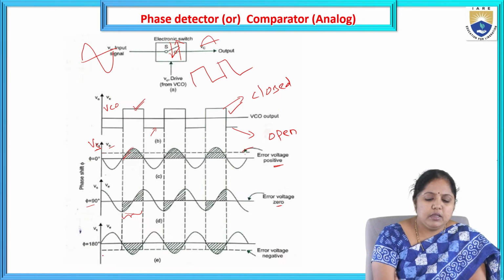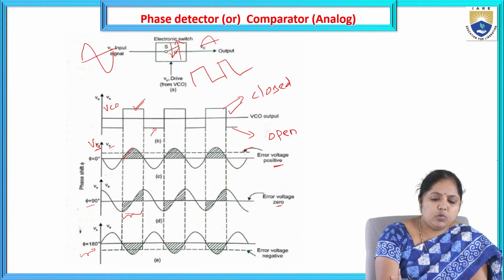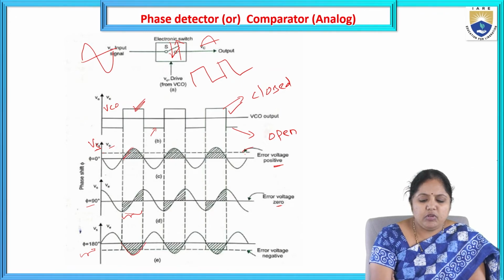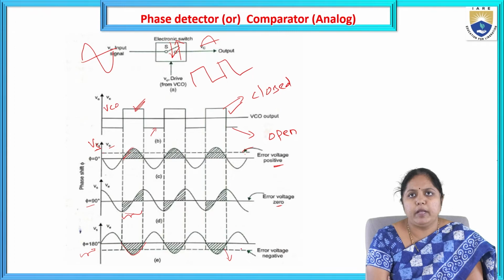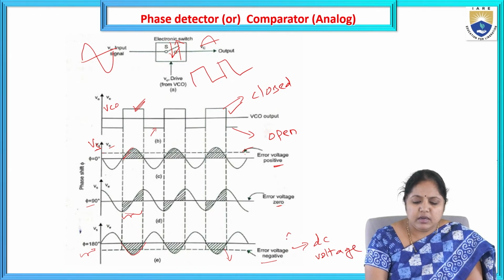In a similar fashion, if the phase difference between Vs and the VCO output is 180 degrees, then when the switch is closed only the negative sinusoid is passed from one terminal to the other, and the low pass filter generates the average DC voltage at its output. At that time I get a negative error voltage, which is the DC voltage at the output of the phase detector.